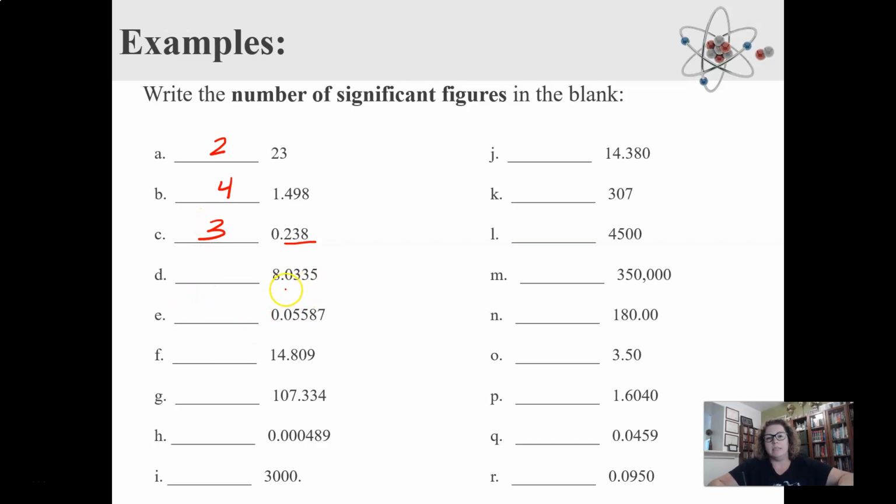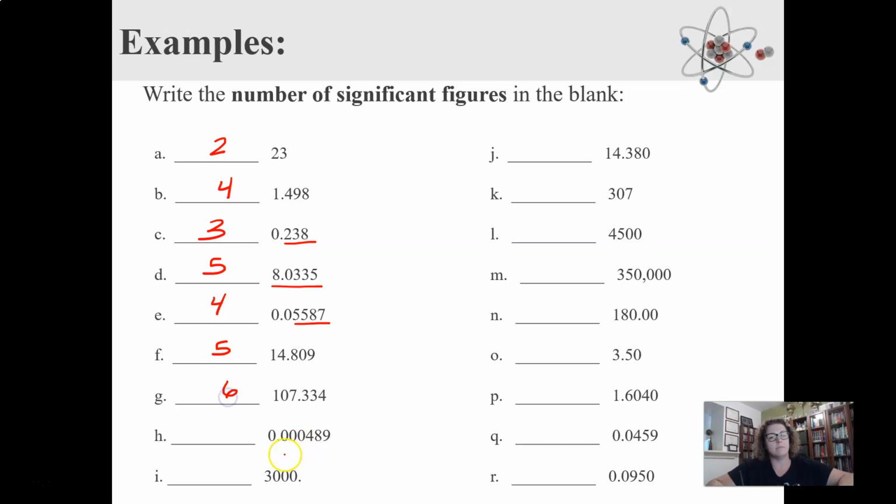That 0 for letter D is a captive 0, so it is significant. So every single one of those values, it does matter, so they are significant. Letter E is like letter C. These beginning zeros are not significant, but the 5587 is. So that's 4 significant figures. Letter F, the 0 is between the 8 and the 9, so it is a captive 0, so it is significant. So I see 5 sig figs. And same thing for letter G. Every number is significant, even the 0, because it's between the 1 and the 7.